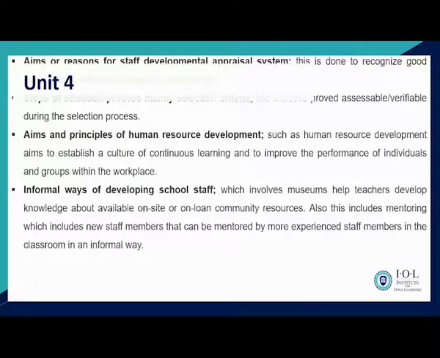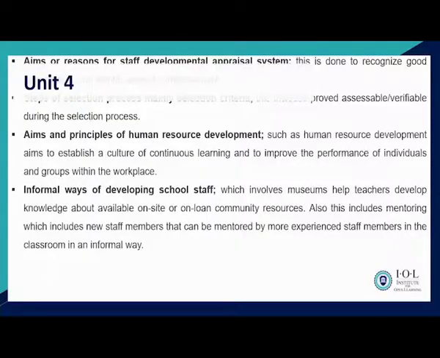Aims and principles of human resource development. That's the next topic. The aims and principles of human resources development include that human resource development aims to establish a culture of continuous learning and to improve the performance of individuals and groups within the workplace. The principle of human development is to make sure that there's improvement in everybody who is within the organization.